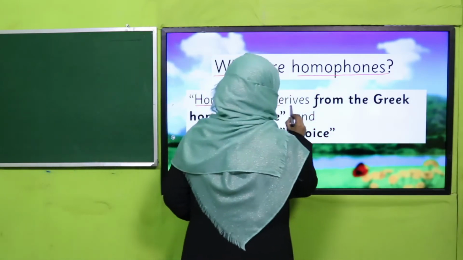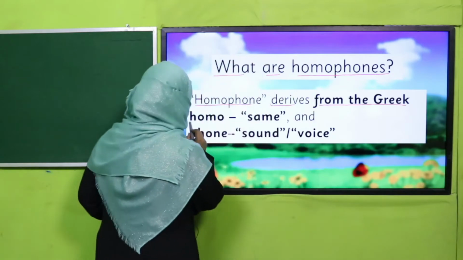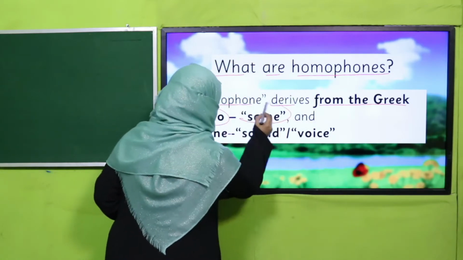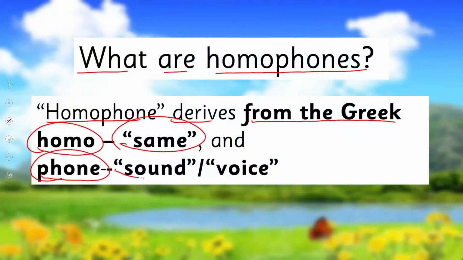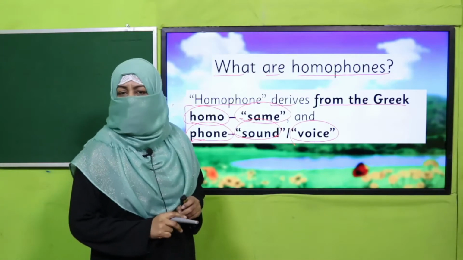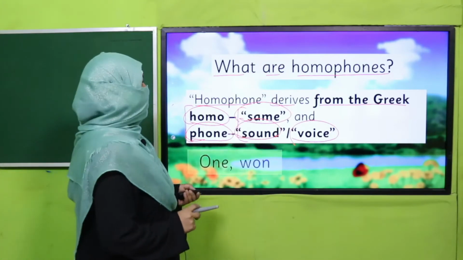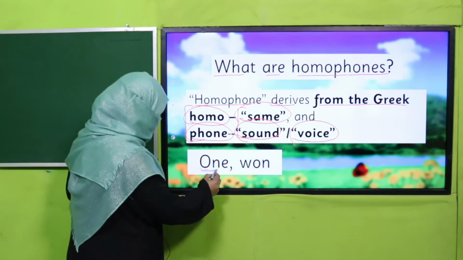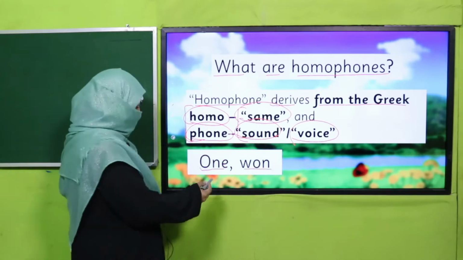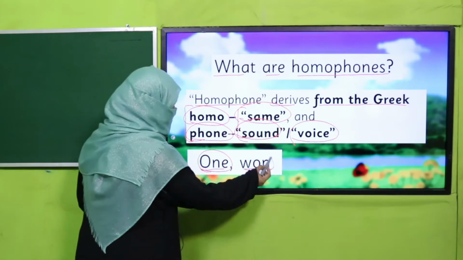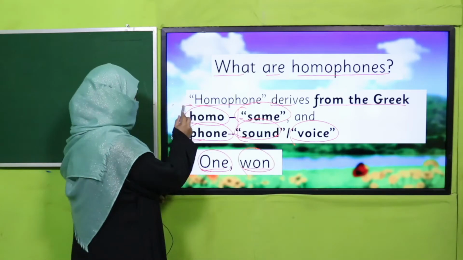Homophone is basically derived from the Greek word homo, which means same, and phone, which means sound or voice. So homophone together means words which have the same sound, which sound the same. All right, like one and won. Now you see their spellings are different, but their pronunciation is the same. That's why they are homophones.